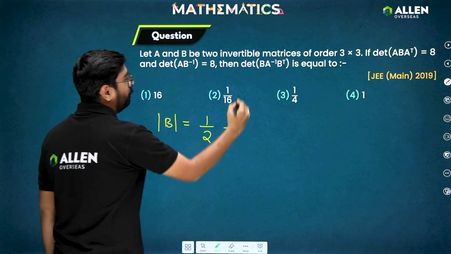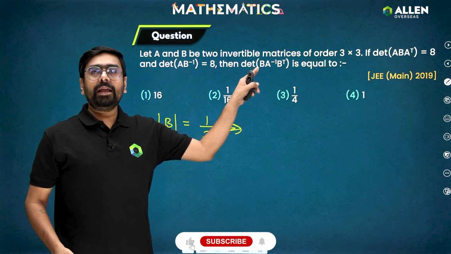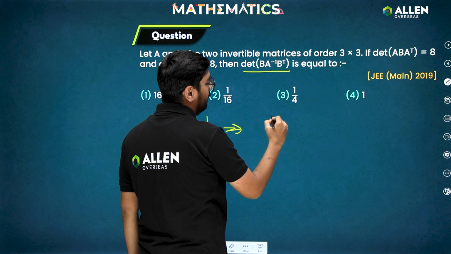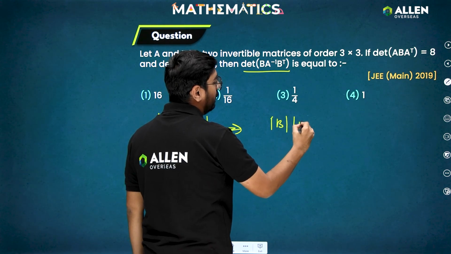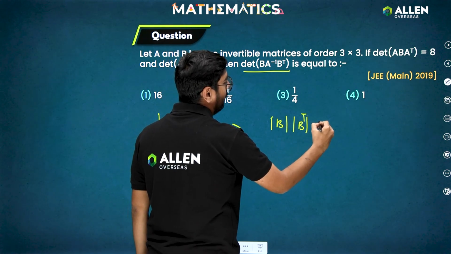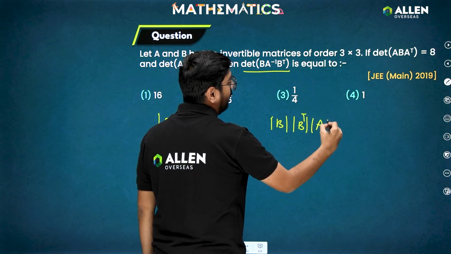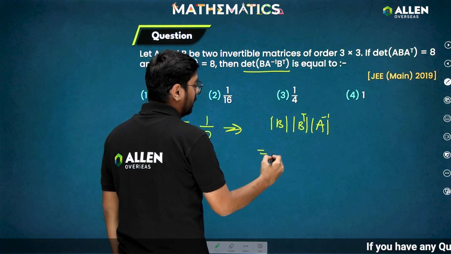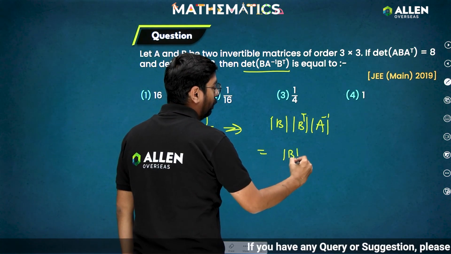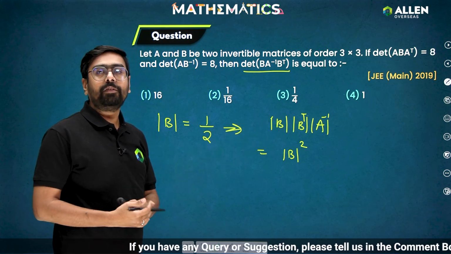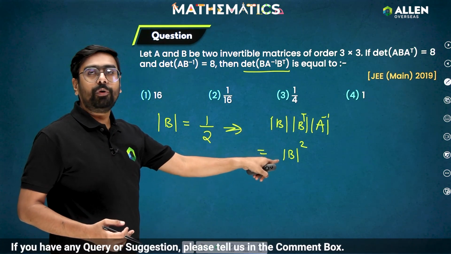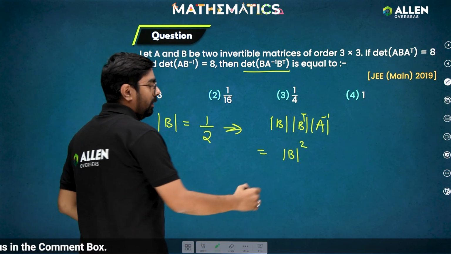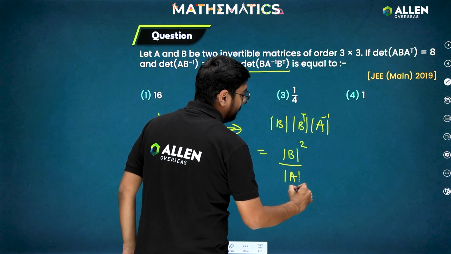Now, my determinant of B I've got equal to 1 by 2. So, from here I have to find determinant of B A inverse B transpose. Now, this term I can write as determinant of B multiplied with determinant of B transpose multiplied with determinant of A inverse. Now, this will come out to be determinant of B whole square, because determinant of B multiplied with determinant of B transpose is going to be determinant of B square, and determinant of A inverse will be 1 by determinant of A.